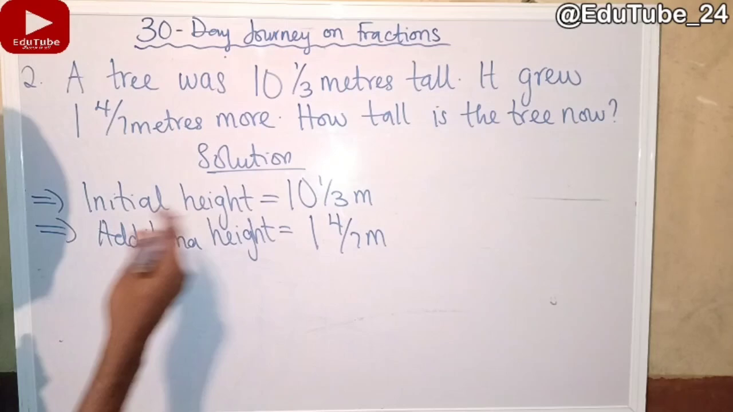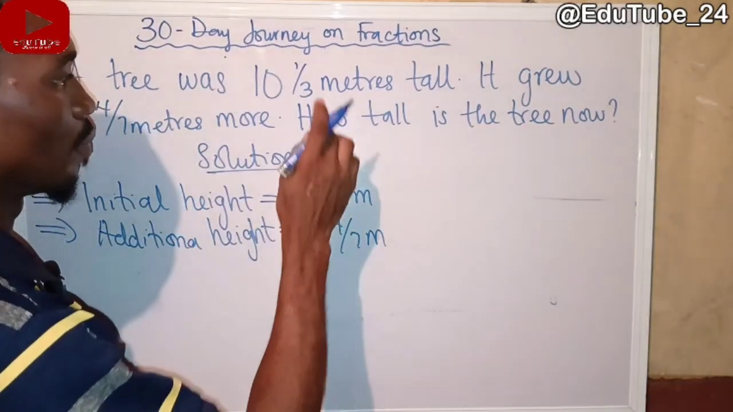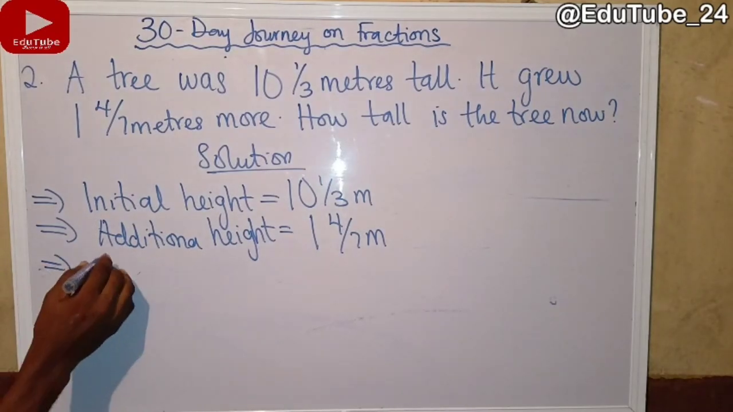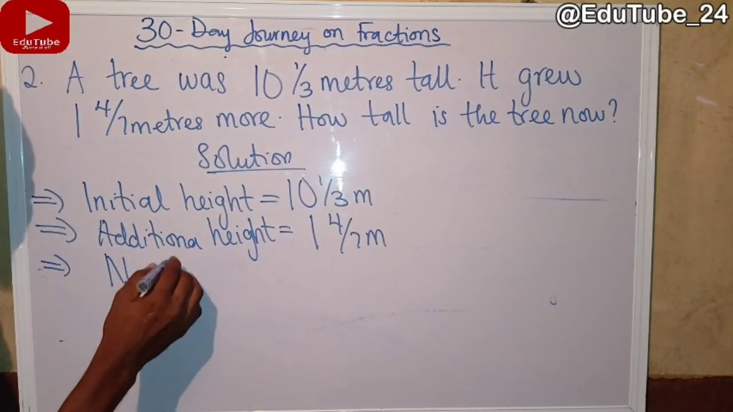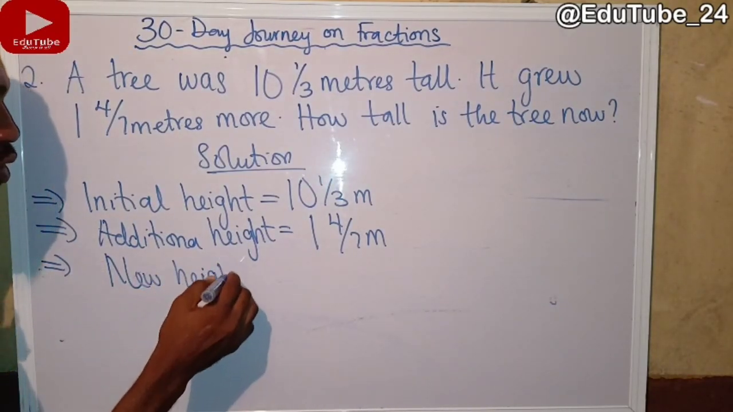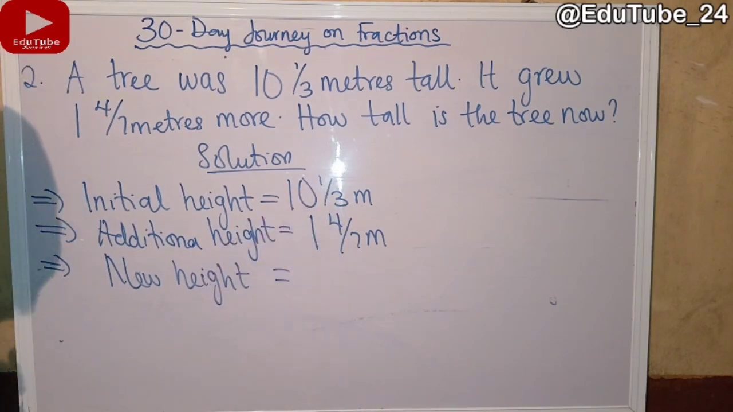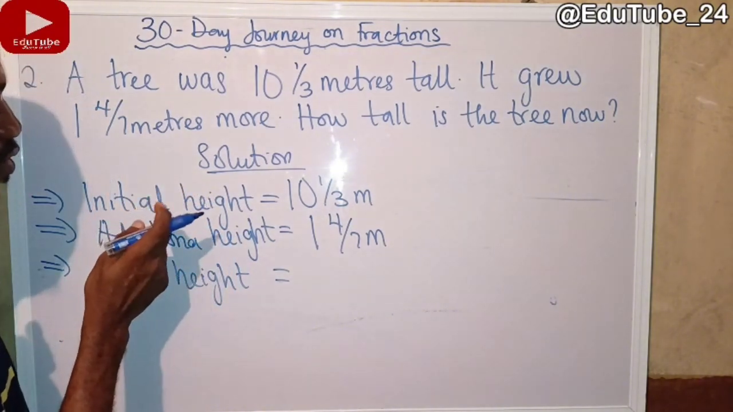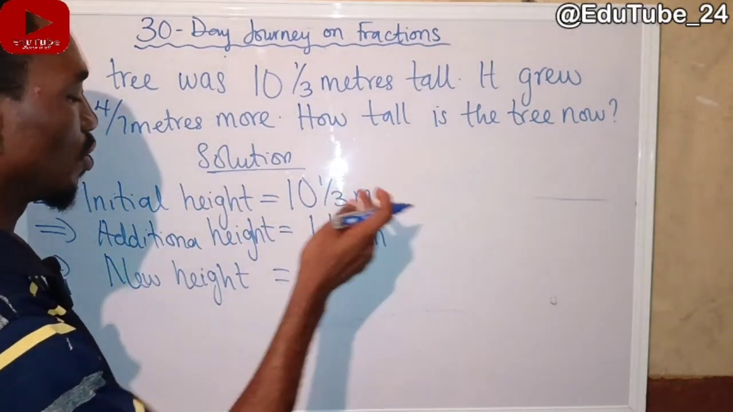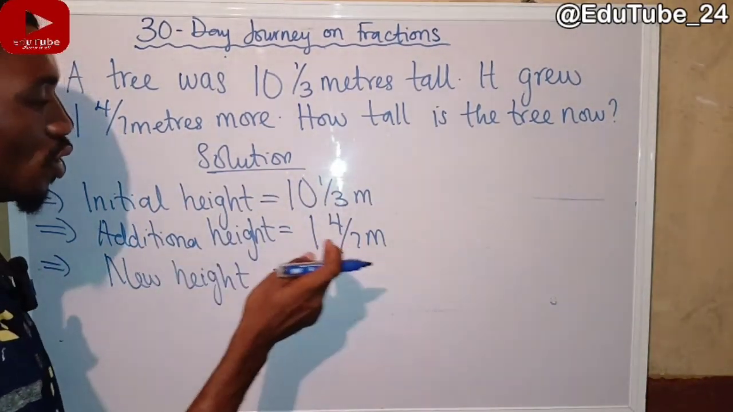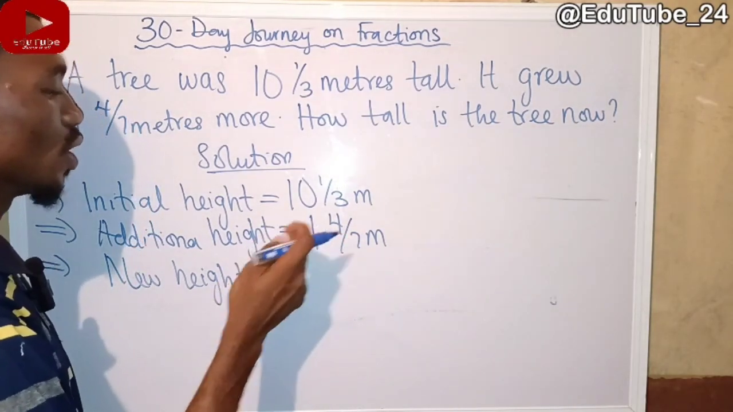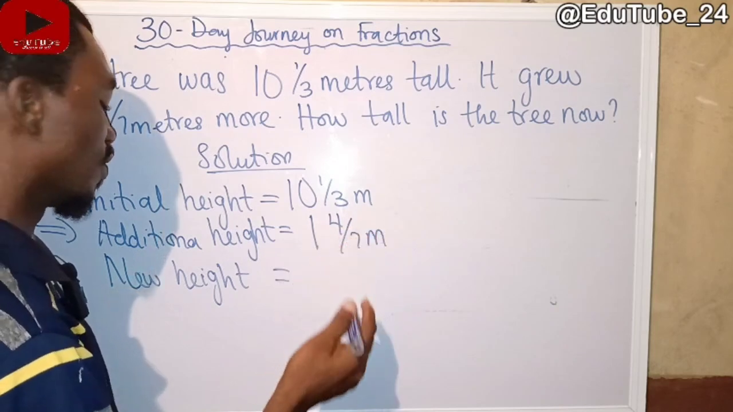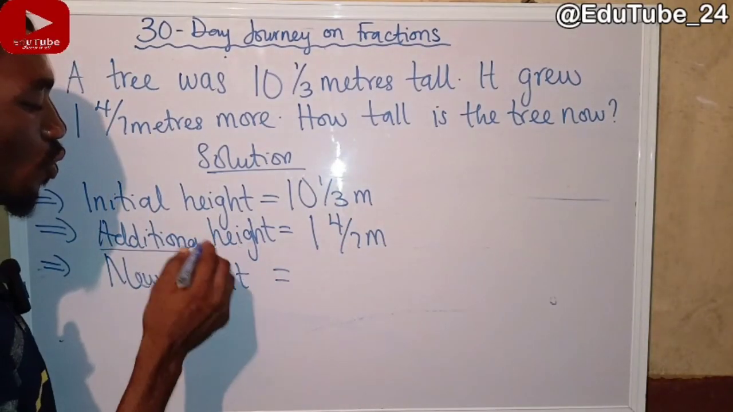7 meters. And then let's look at the main question of the problem. How tall is the tree now? So we are going to interpret that to be the new height. That is the new height of the tree. So to calculate the new height of the tree, I know very sure that you know what to do already in this aspect of the question. Initially the tree was 10 and 1 over 3 meters tall, and then there is an additional height added to it, which is 1 and 4 over 7.